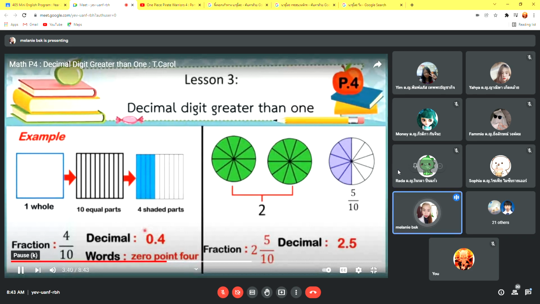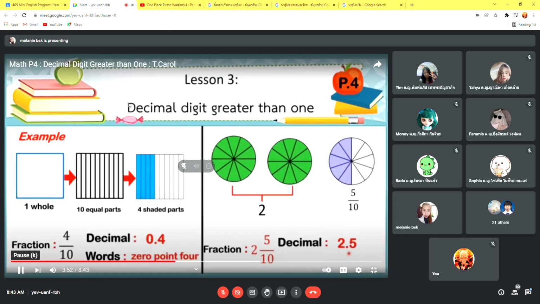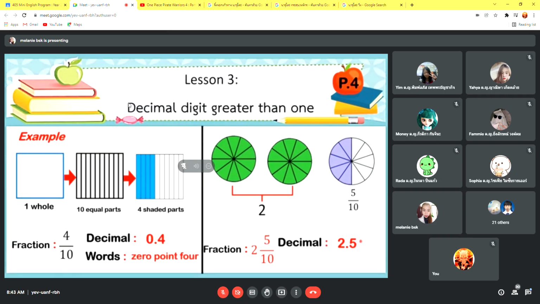This one is 4/10, because there is no whole number. So this one is 2. We're not going to use "point," children. We're going to use "and." It's 2.5. So if you're going to write 2.5 in words, then it's 2 and 5 tenths.